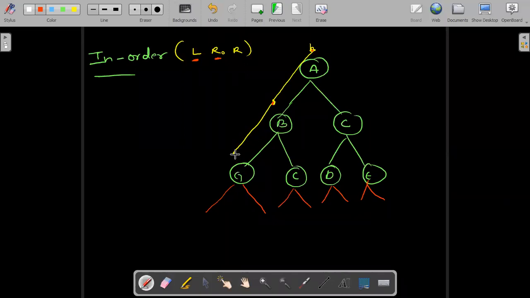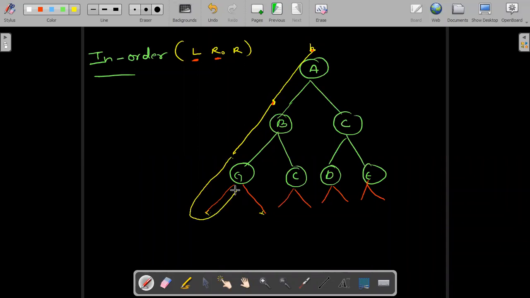I came to G. You can see I came to G here. But in G, there are no children. No children is there, so I will come back here. It says that very clearly: go to left. G also will say go to left. I will go to the left. Okay, no children is there.